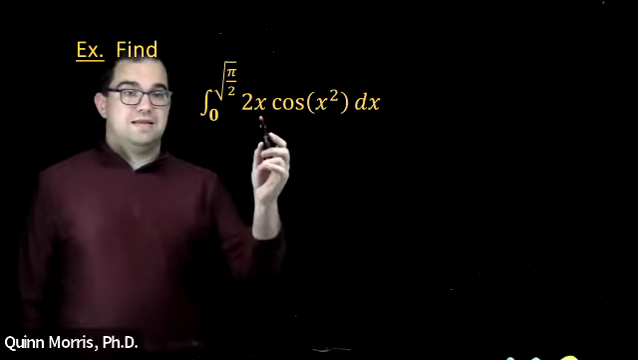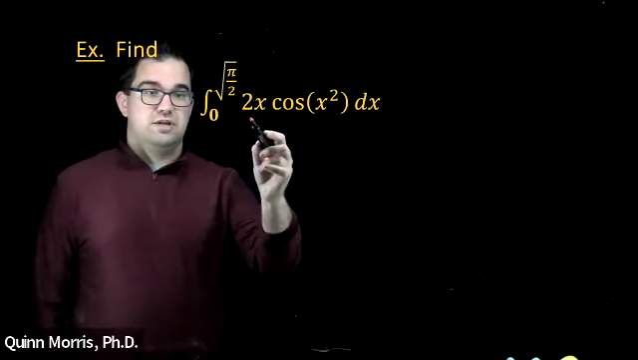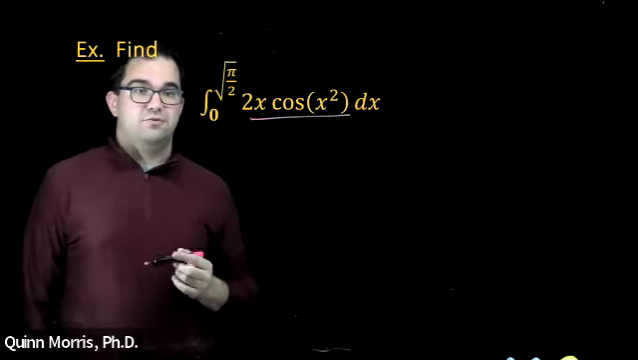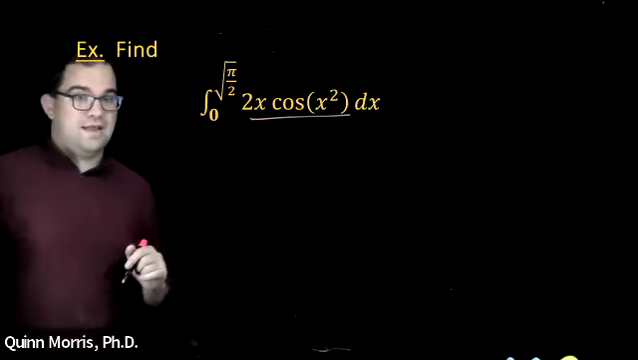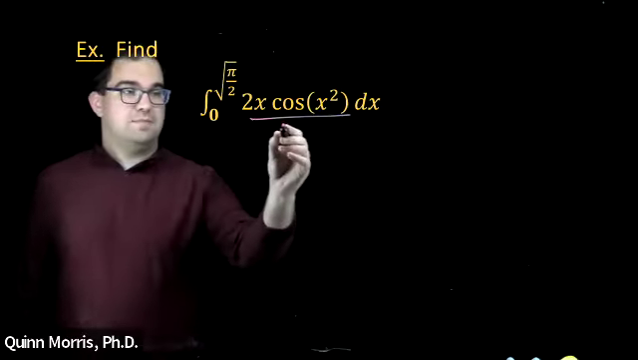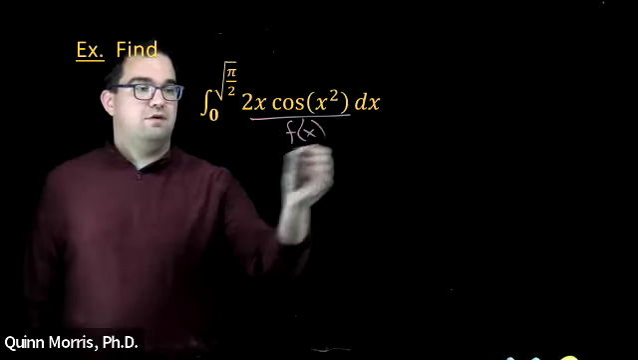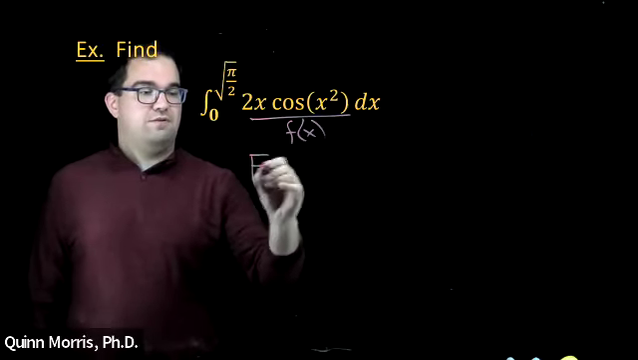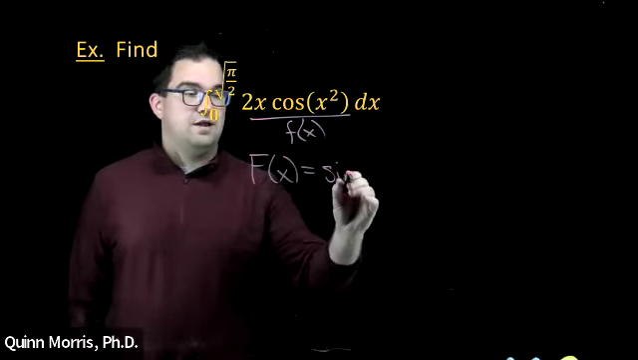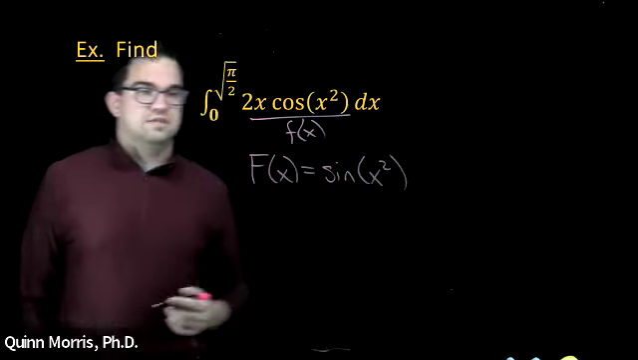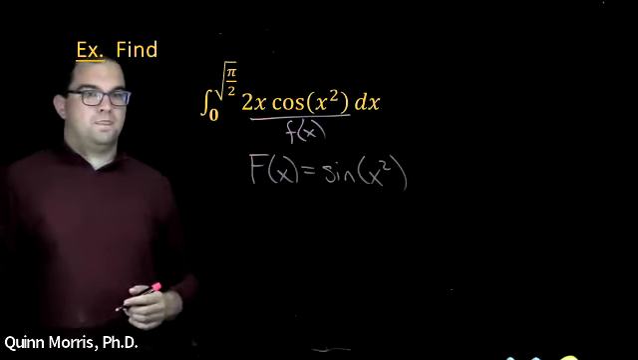The first thing I need is an antiderivative of this function here, right? So I need an antiderivative of this function. Well, if you recall, we already saw an antiderivative of this function. So this is my little f of x, and we found, or observed, that the antiderivative of this is sine of x squared.